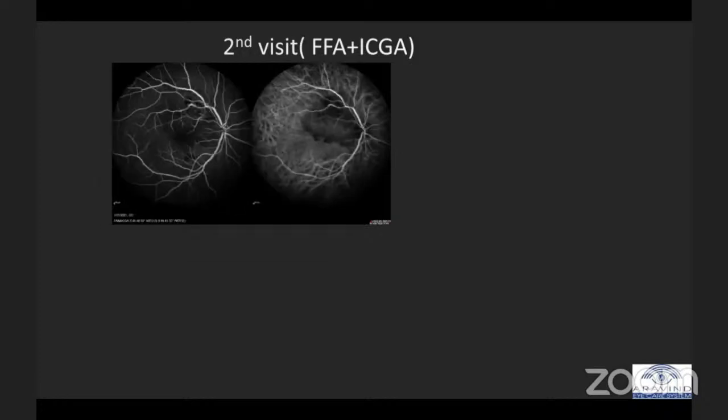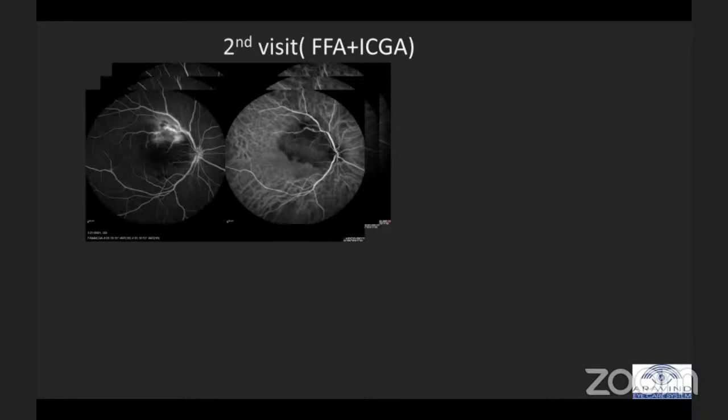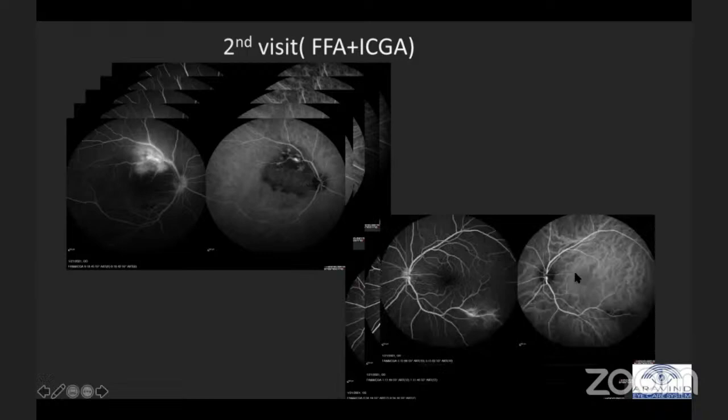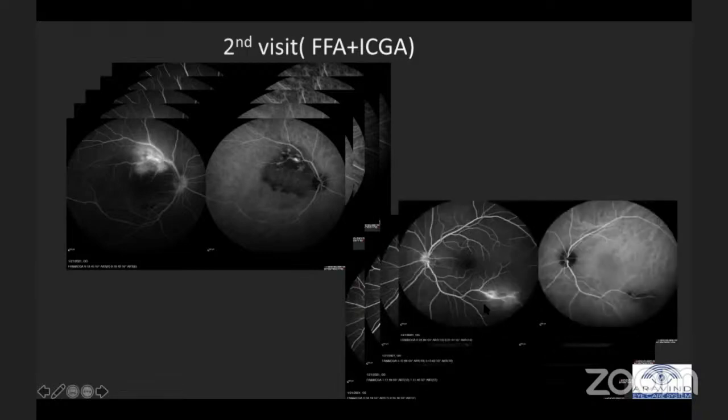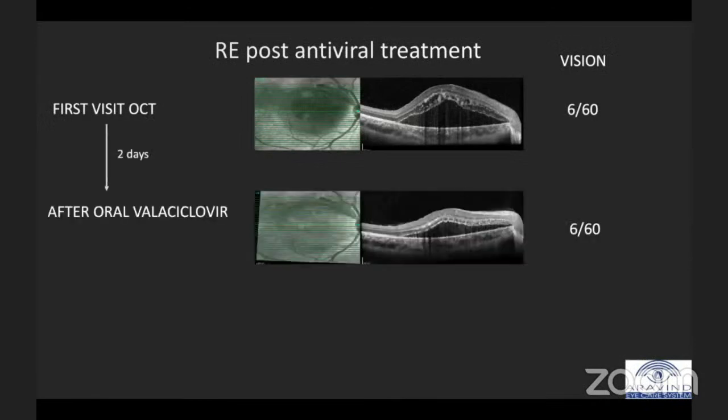So we can see there was early hypofluorescence at the areas of retinitis, both hypocyanescence and hypofluorescence. In the late stages, there was fuzzy hypofluorescence with vasculitis. And here again, there is hypocyanescence. Left eye also has a similar picture of late hyperfluorescence at the retinitis with vasculitis. So this is what we noted.